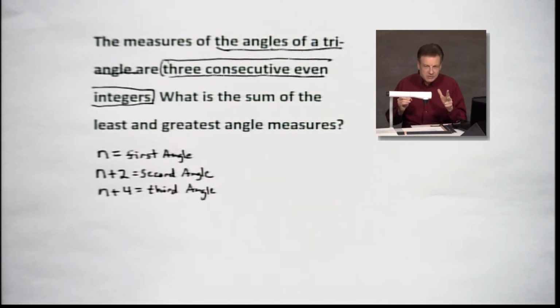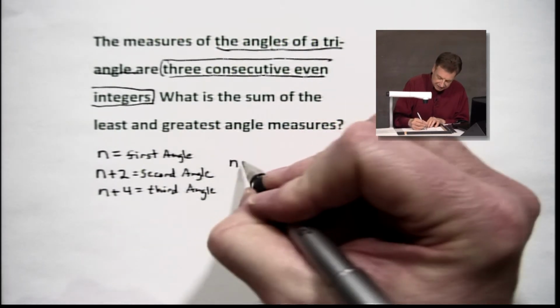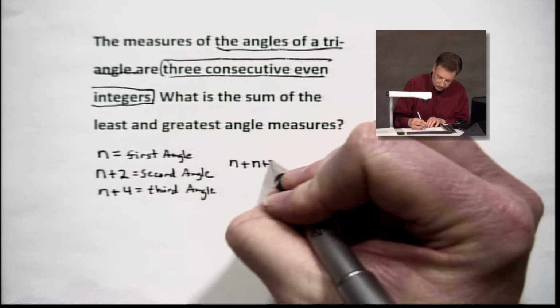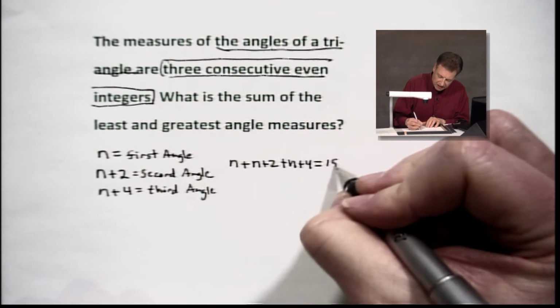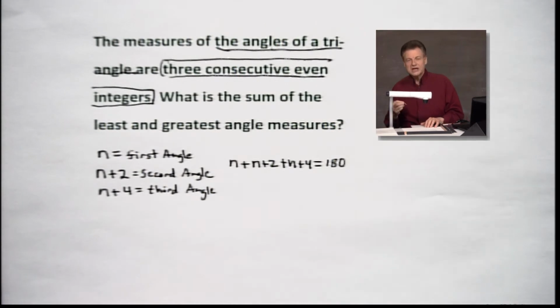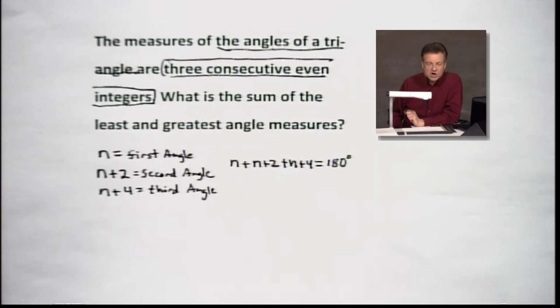What are we going to do with them, Ernie Roberts? Well, let's find out. We're going to add them together and get how many degrees again? In any triangle, no matter what shape or size it is, you know it will be 180 degrees. So let's do that. Let's pick up n plus n plus 2 plus n plus 4, all adding up to equal big 180 degrees. All right. So there's our starting point.